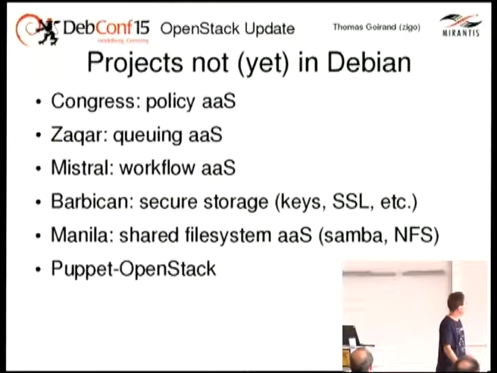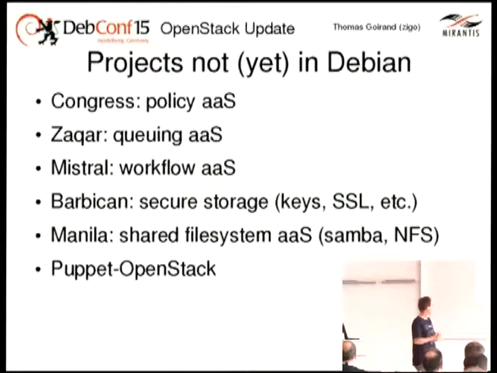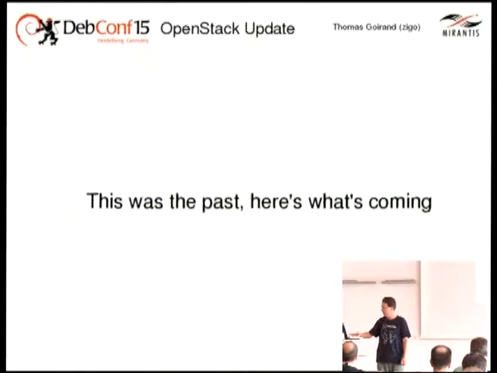Mistral is workflow as a service, so it's kind of scheduling things in a correct order. Barbican is, I believe, in a very good shape right now, and it enables you to store critical things for crypto in its secure storage. So, for example, it's a good place to store your private keys for SSL. And then there's Manila as a service, which you can read, it describes itself.